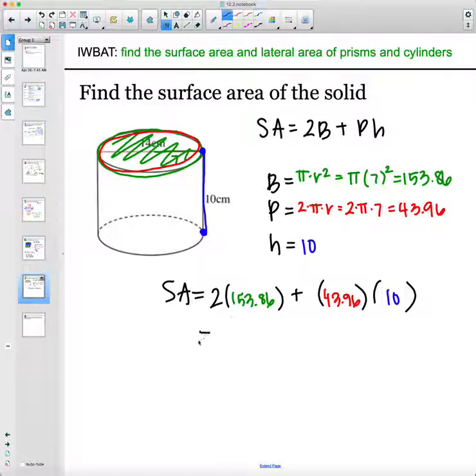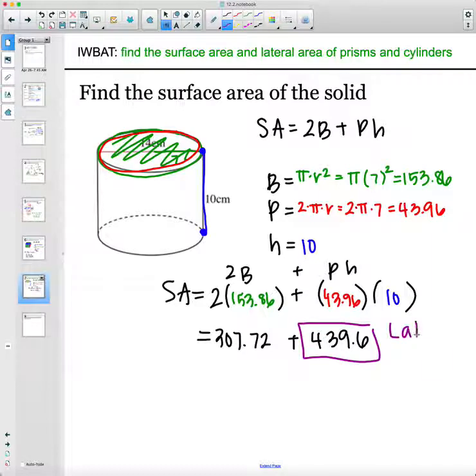So 2 times 153.86 is 307.72. And then 439.6 when you multiply these together. Now remember, this was 2B and this was pH. So this right here is actually the lateral area, without the bases. Then when you add the bases on, this 2B, you get the surface area. So add 439.6 with the 307.72, and you get 747.32 centimeters squared.